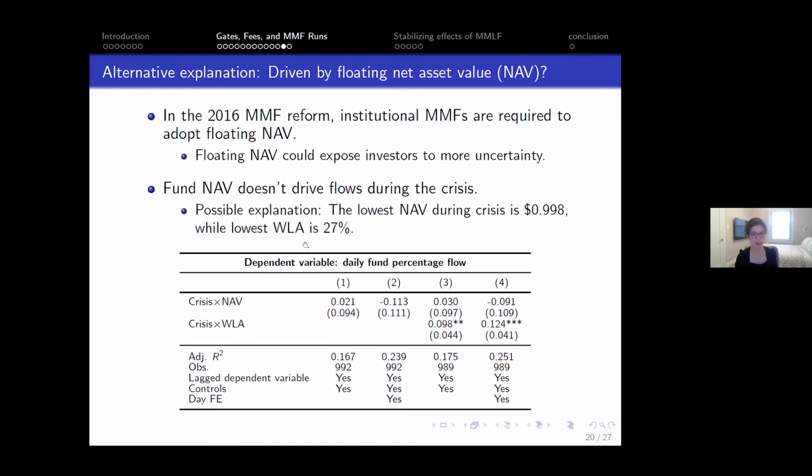Okay, another potential driver is floating net asset value, or floating NAV. That is, in the 2016 money market fund reform, in addition to the introduction of gates and fees, there was another key change to the money market fund industry: institutional money market funds are required to adopt floating NAV, and this could expose investors to more uncertainty. However, our regression results show that fund NAV during the crisis does not drive flows. A possible explanation is that the lowest NAV during the crisis is 0.998, far above the traditional threshold of breaking the buck, which is 0.995. Meanwhile, the lowest WLA is 27%, which already breaches the 30% threshold. So the situation for WLA is way more severe than the conditions for floating NAV.